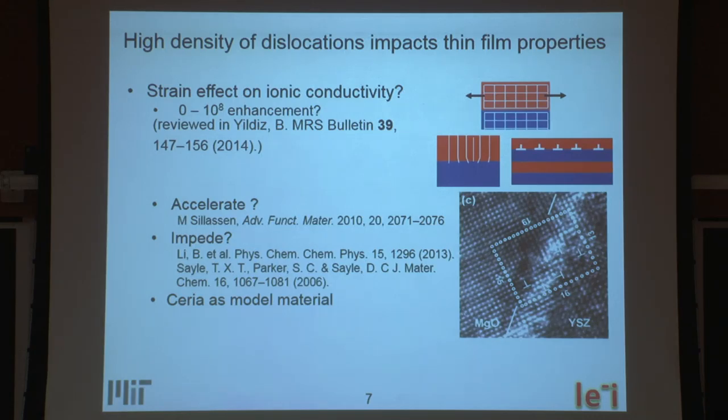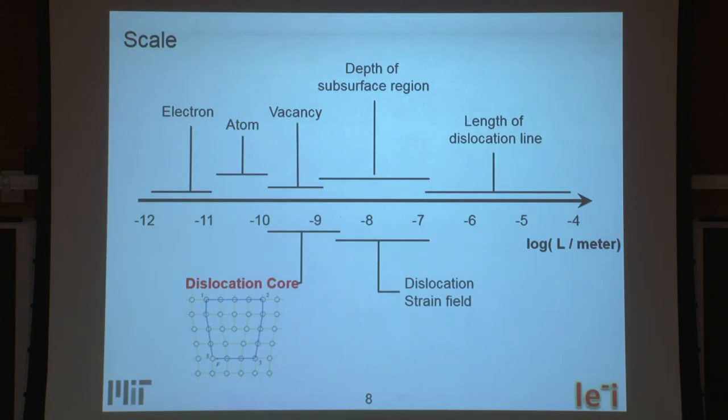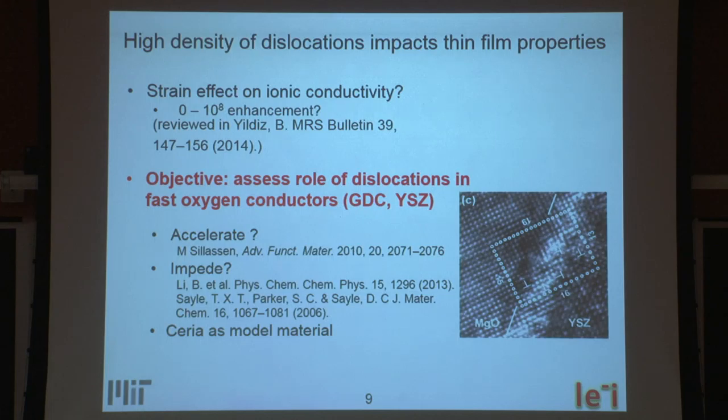Just to give you a sense of scale, dislocations are very hard for experimentalists to measure one at a time. This one is a dislocation core. The area it impacts around the dislocation is very small, around 1 angstrom to maybe 1 nanometer or 10 nanometers. So it's super hard for experiments to measure them one by one and see how the dislocation impacts the ionic conductivity. That's why we need computational modeling for this problem, because you can clean out all the other factors that may affect your results and only look into the dislocation.